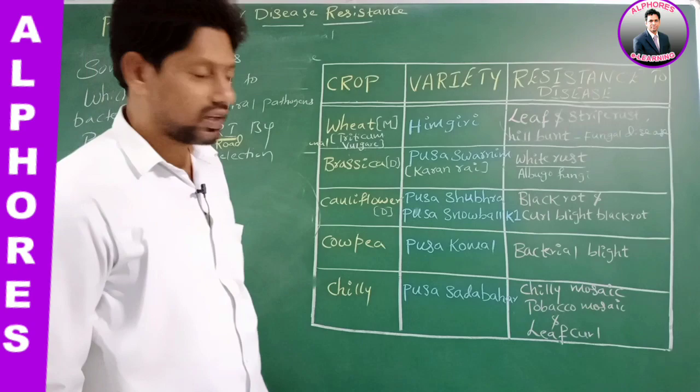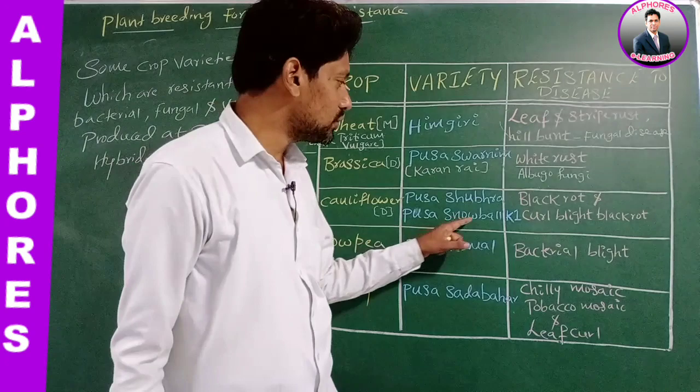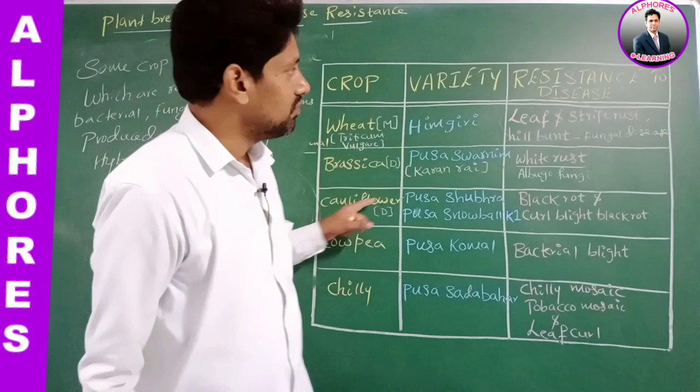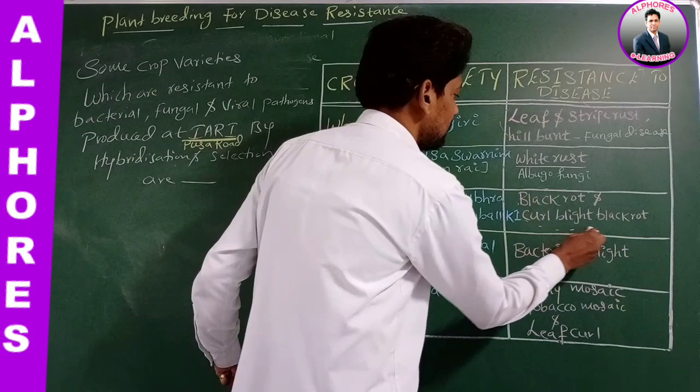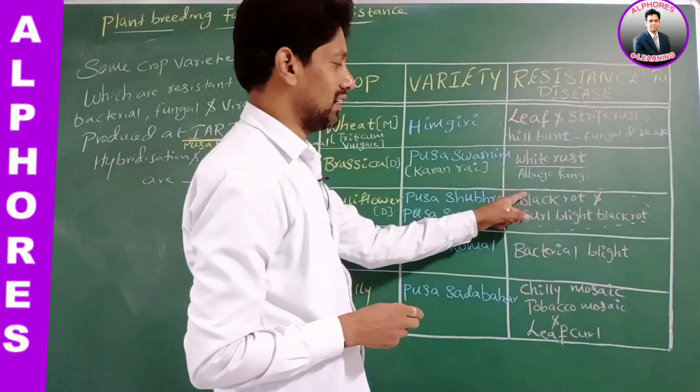Pusa Shubhra and Pusa Snowball K-1 are two varieties of cauliflower which are resistant to black rot and curl blight black rot. These two diseases are caused by bacteria. Therefore, these two are bacterial diseases.